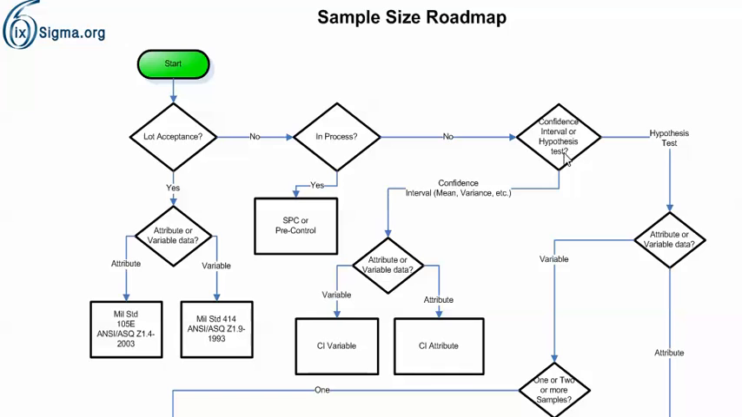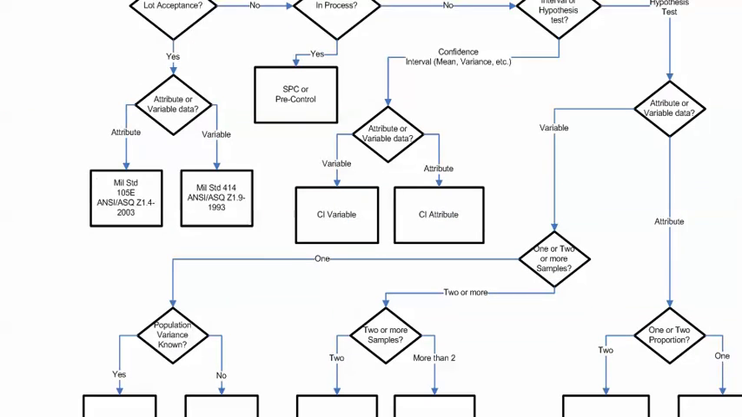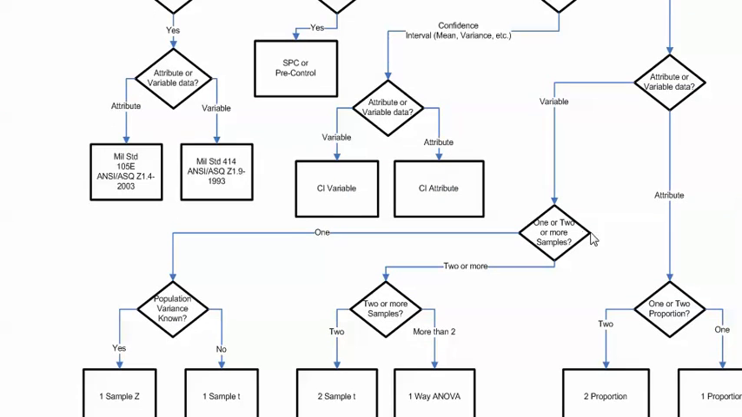If it's not confidence interval sampling, it's hypothesis sampling, which does include the beta risk. It generally answers the question, to what extent does something exist? Whereas confidence interval sampling is, give me an idea what the population looks like. Hypothesis sampling is, tell me whether or not a certain condition exists. And then the next question is, is it attribute or variable data? If it is variable data, then we have to determine whether we're dealing with one, two, or more samples, and depending on the answer, we'll use one sample, two sample or multi-sample calculators.